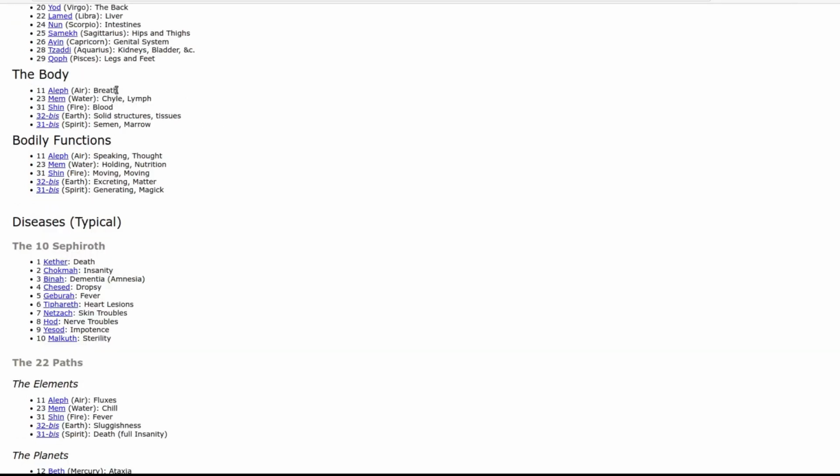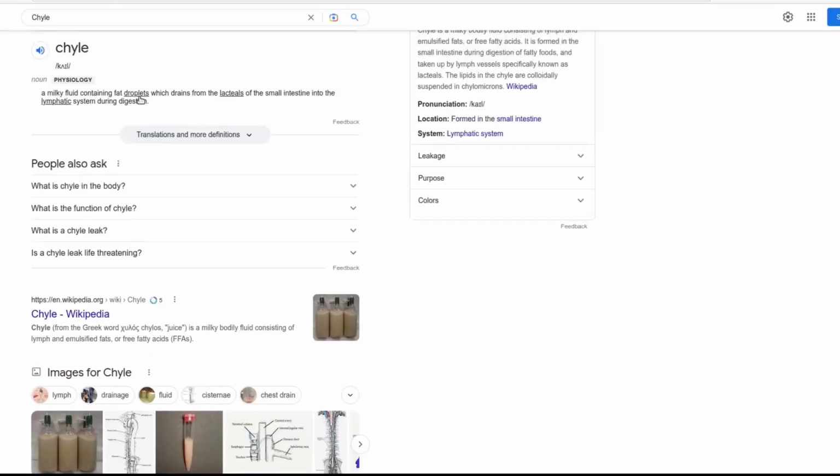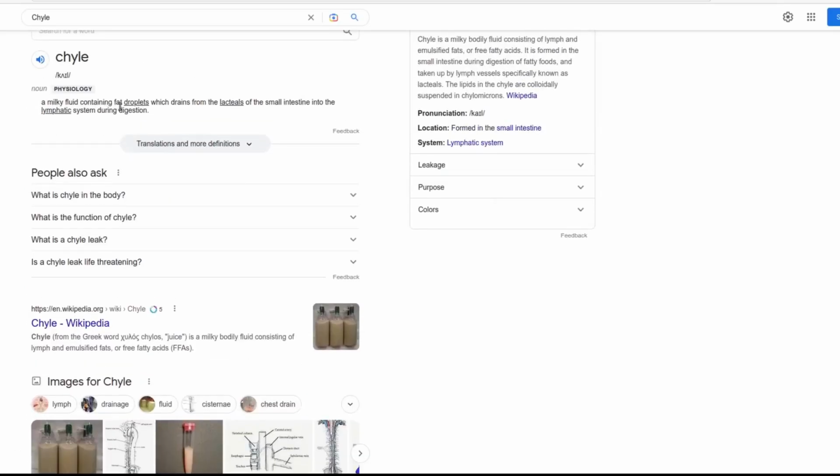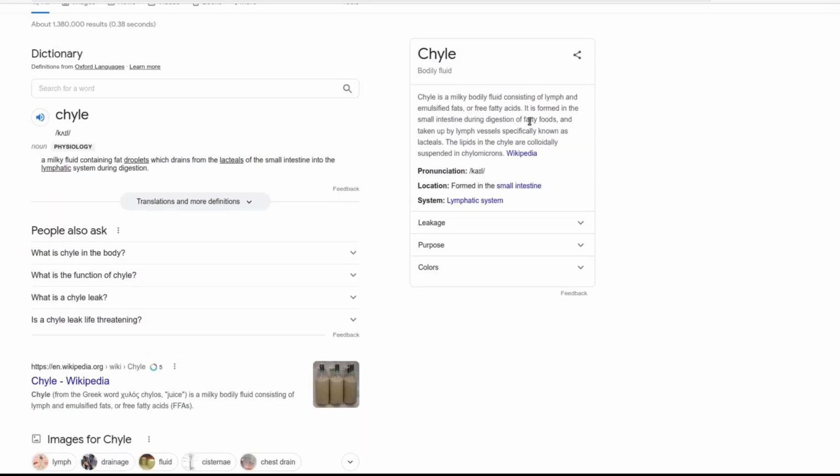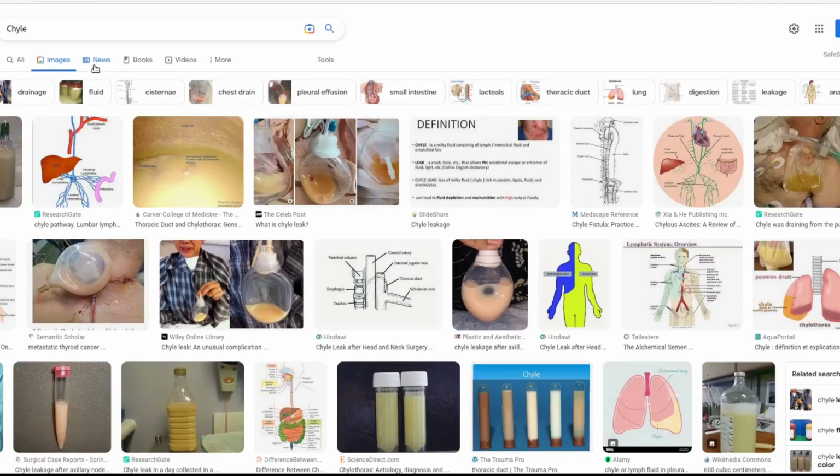Air is related to the breath, or I guess the fluids and substances. It is related to the breath. Water is to chyle and lymph. What is chyle? Chyle is a milky fluid containing fat droplets which drain from the lacteals of the small intestine into the lymphatic system during digestion. Emulsified fats and lymph. Okay.